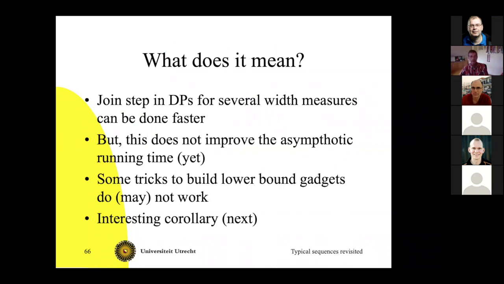So this is this dominating merge lemma. What does this mean?